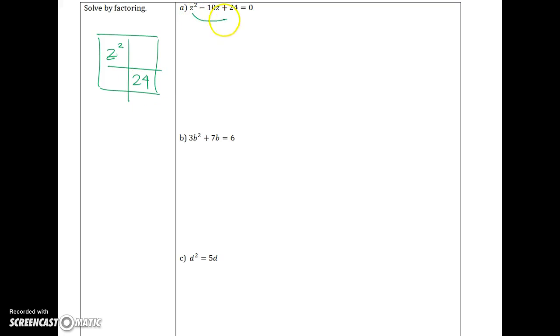And I'm looking for two numbers that will multiply to give me 24z squared, and that will add to give me negative 10z. I'm thinking negative 6z and negative 4z. Negative 6 times negative 4 is 24. Negative 6 plus negative 4 is negative 10. So those work.